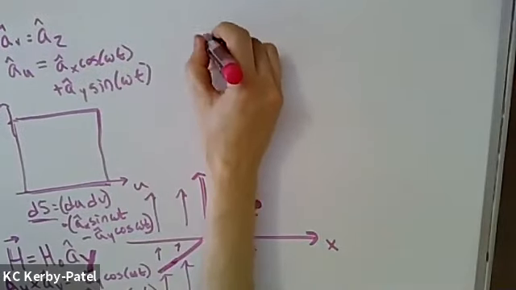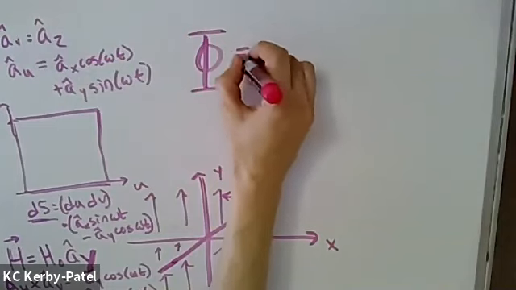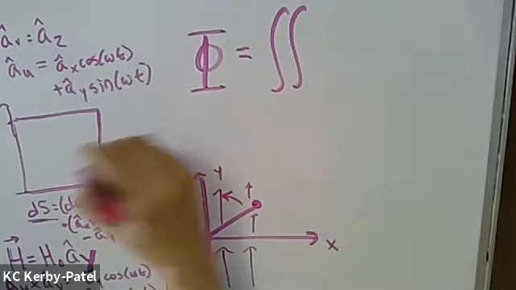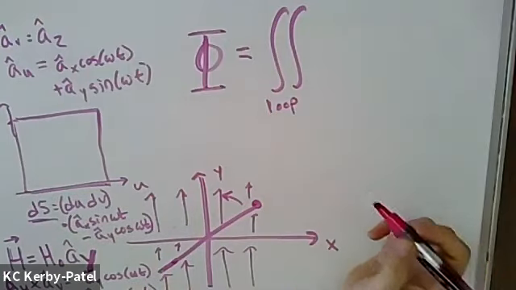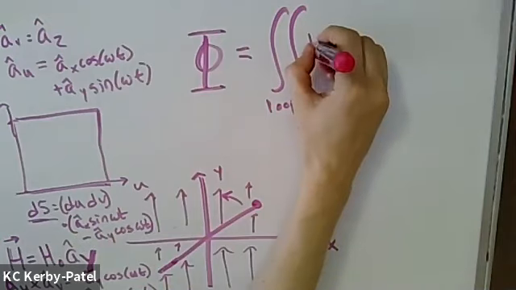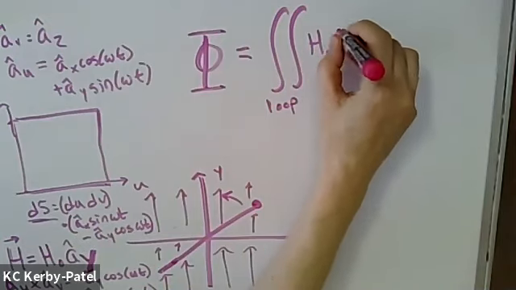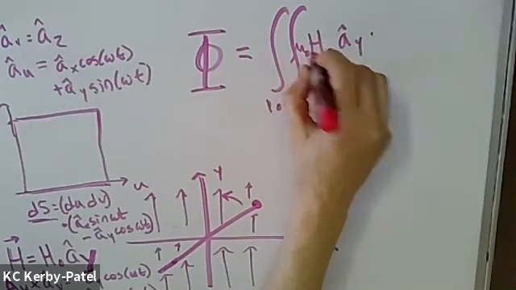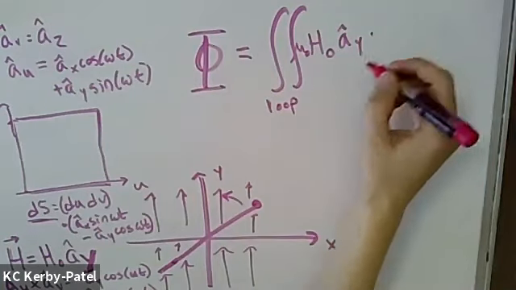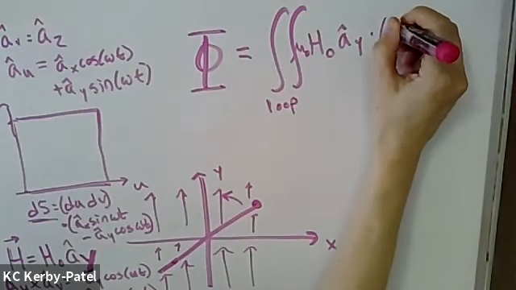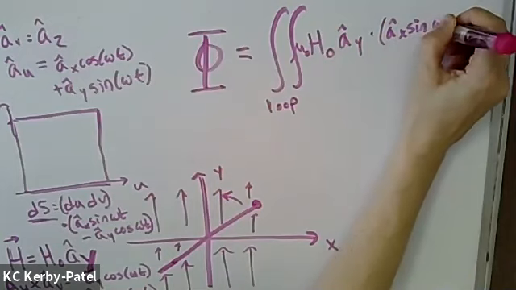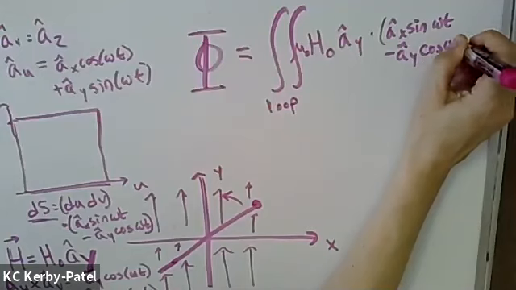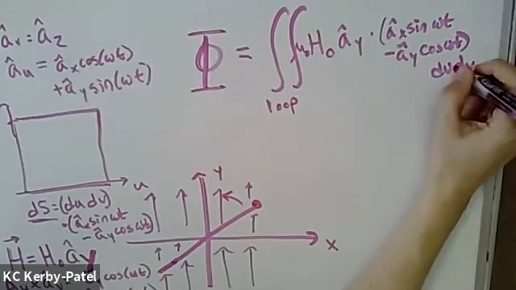The magnetic flux here is equal to the integral over the loop, so like along u and v of h naught a hat y dot, oh, and it's B dot dS, so I gotta put mu in there, dot a hat x sine omega t minus a hat y cosine omega t du dv.